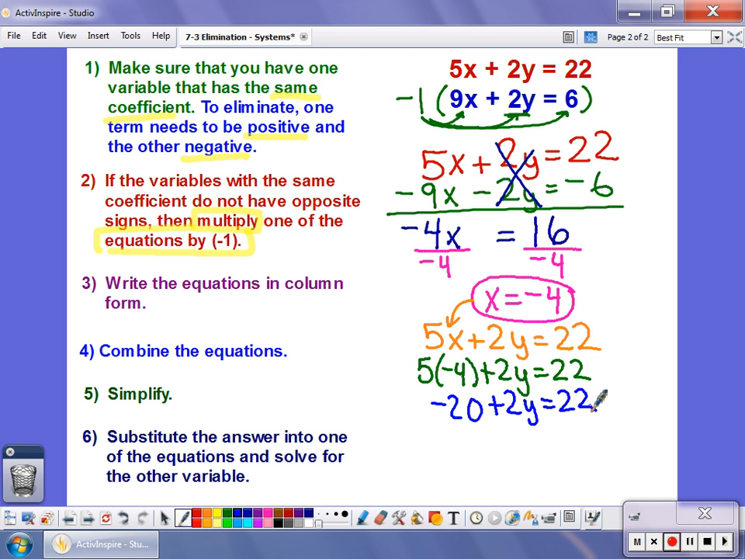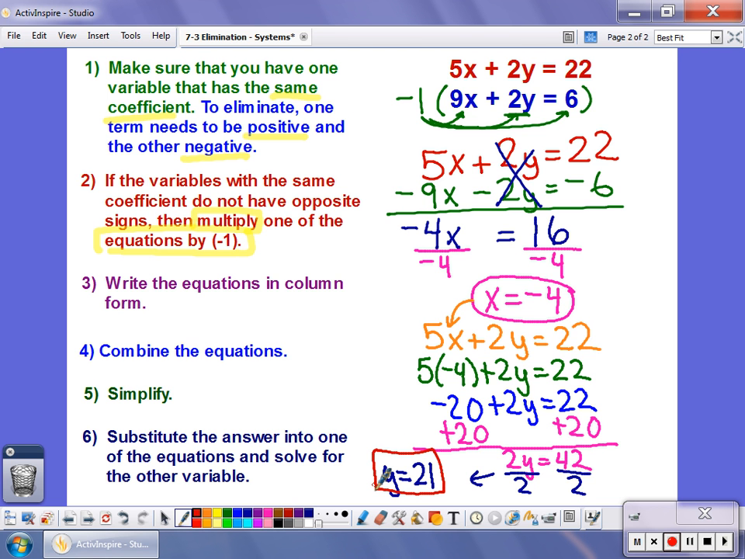equals 22. I want to isolate those y's now. So I need to move this 20 to the other side. And I'm going to add 20 to both sides. That's going to give me 2y equals 42. And then to finish off this problem, divide everything by 2. And I'm going to see that I get y equals 21. So now I've created the ordered pair that's the solution to the system of equations. It has an x value of negative 4 and a y value of 21.